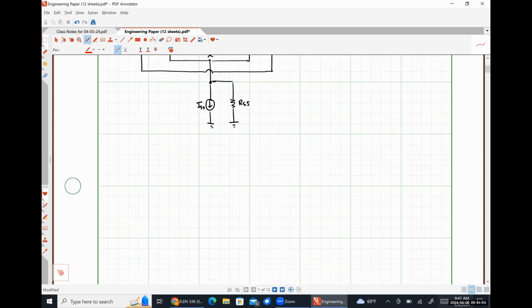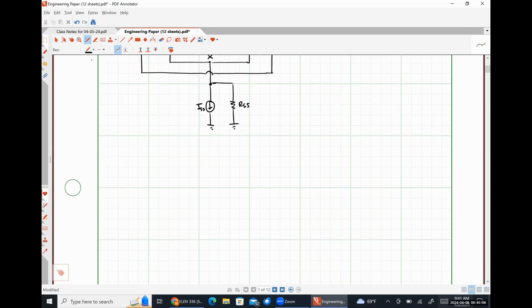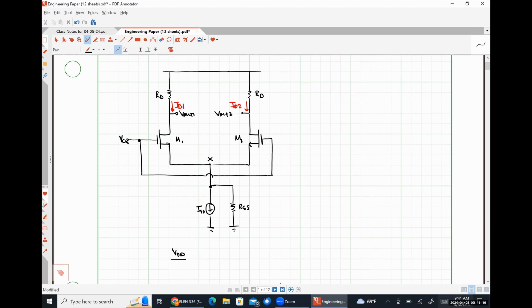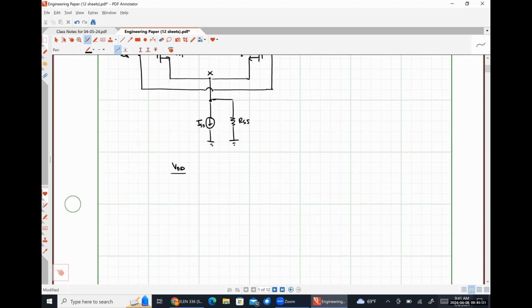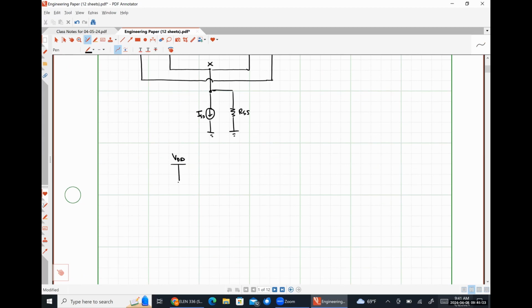So when I do that, what I'm going to see is something that looks like this, okay? So here's my supply voltage, VDD. What's going to happen to those resistances RD? They're exactly in parallel, so I'm going to replace them with a single resistance that is just RD over 2. Absolutely right.